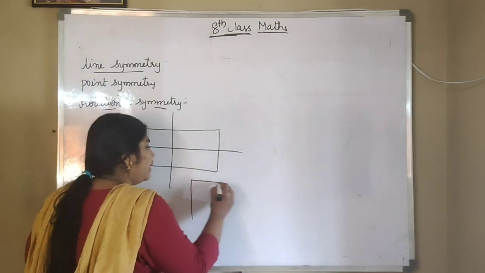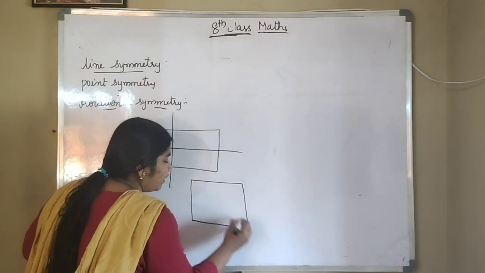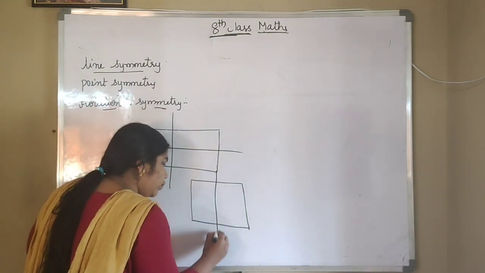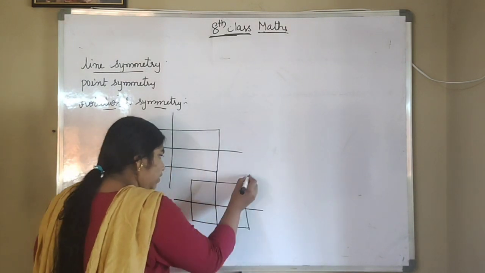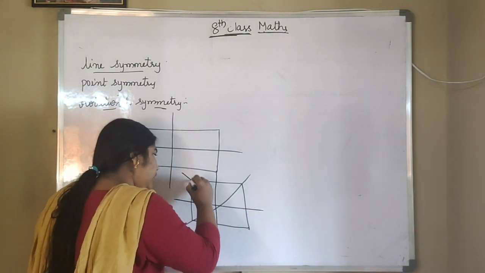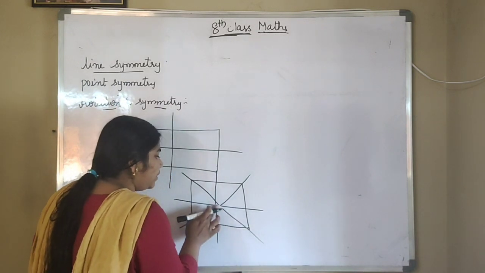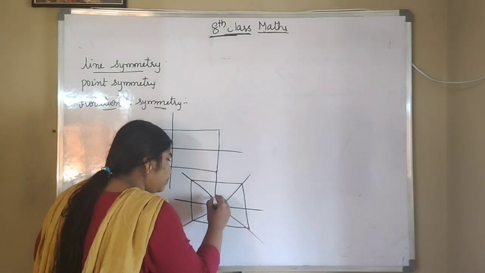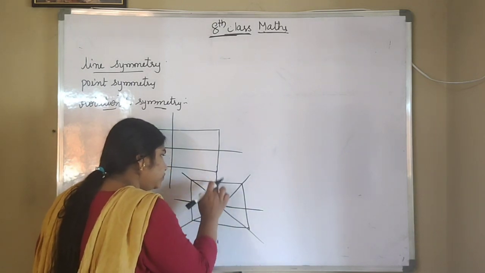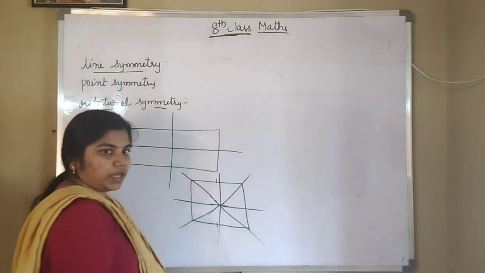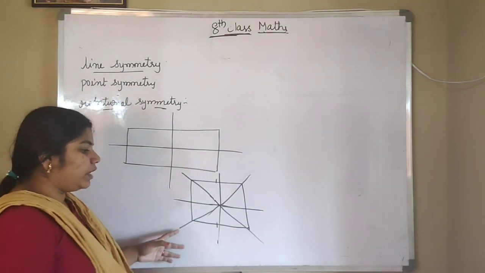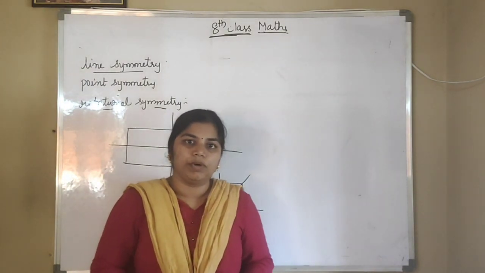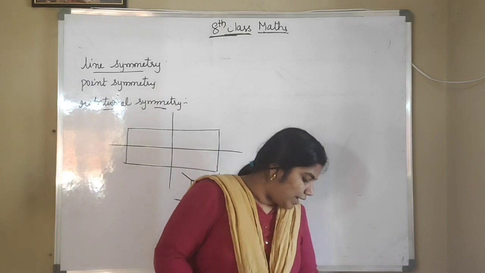So you can take the square also. Square figure. So how many lines of symmetry will be there for this? Total 4. In this way you can cut, in this way, and this way. So how many line symmetries are there in total? 4 line symmetries are there for this square. So what do you mean by line symmetry? A line of symmetry which cuts exactly into 2 equal halves, we will call it line symmetry.